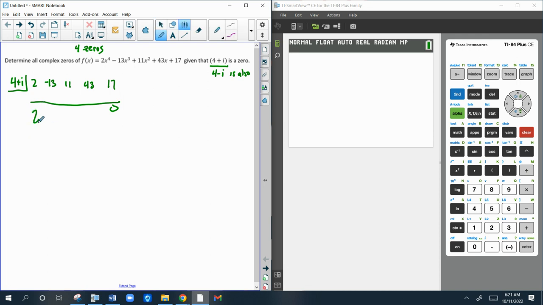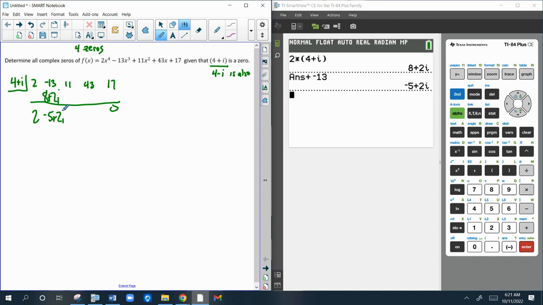and I'm going to multiply that by 4 plus i. So 2 times, always put your complex numbers in parentheses. That way you won't have to worry about making a mistake. And that's obviously going to be 8 plus 2i. So we'll write it right here. And then we add a negative 13. So you can see I'm going to do all this on my calculator. It's going to be pretty simple. Negative 5 plus 2i.